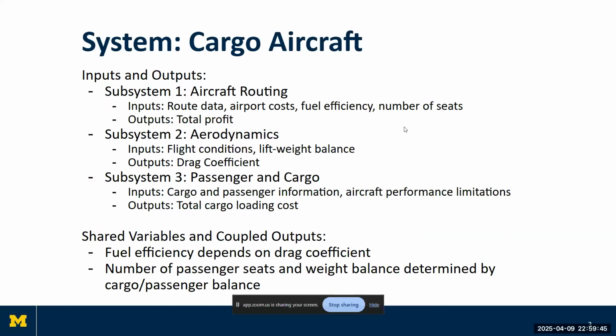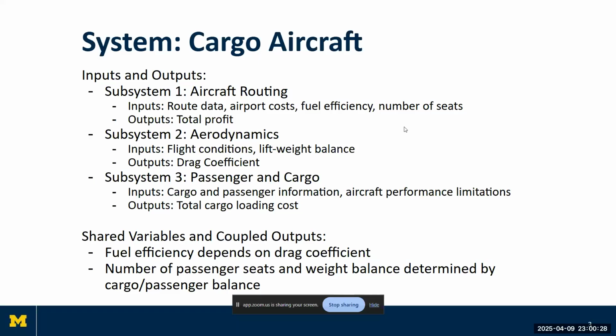A few inputs and outputs for our subsystems. For subsystem 1, the aircraft routing, the output is to maximize total profit. A few of the inputs are relevant to the logistics of aircraft routing, including things like route data and airport costs. For subsystem 2, aerodynamics, that's all related to the liftability of the plane, and we're trying to minimize the drag coefficient to maximize fuel economy. Subsystem 3, passenger and cargo, we're trying to minimize the total cargo loading cost, and inputs relate to cargo and passenger information, aircraft performance, and aircraft performance limitations.